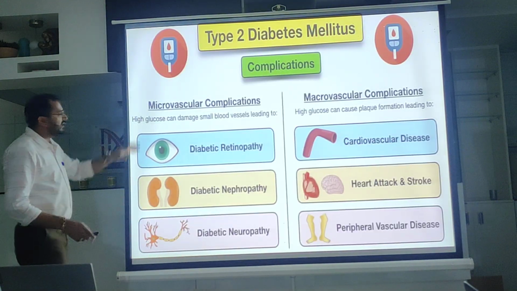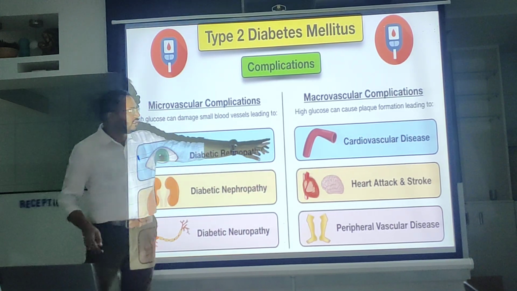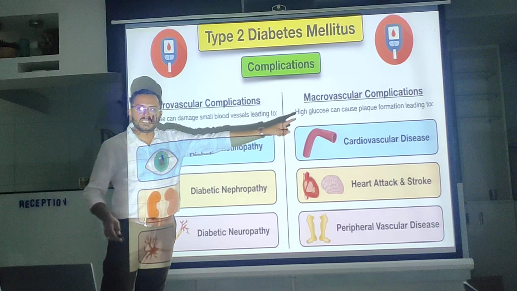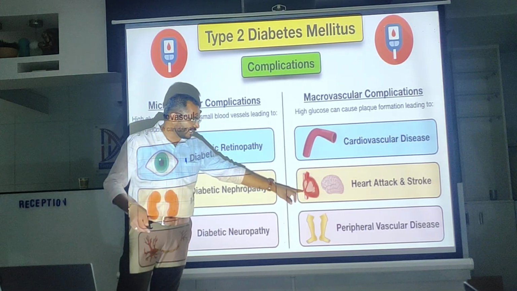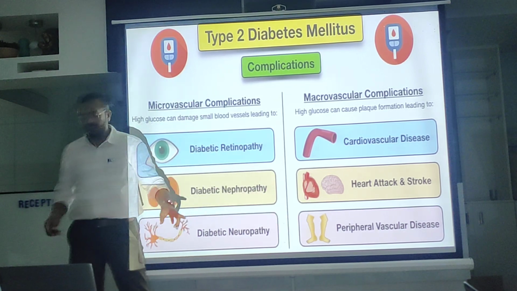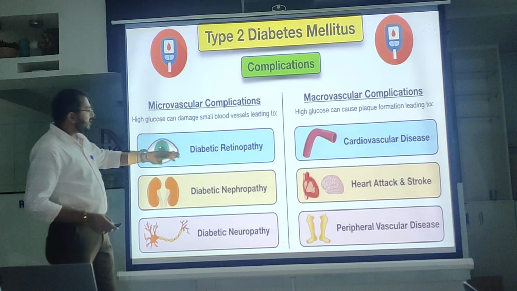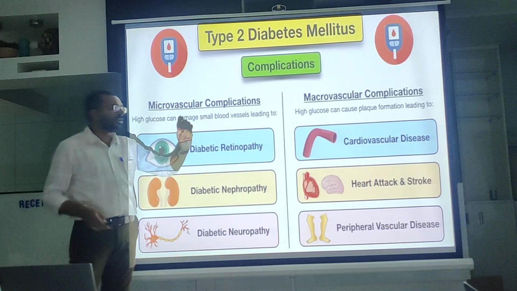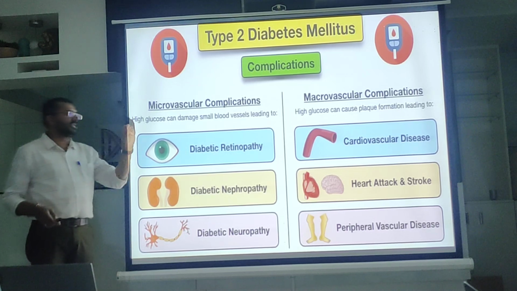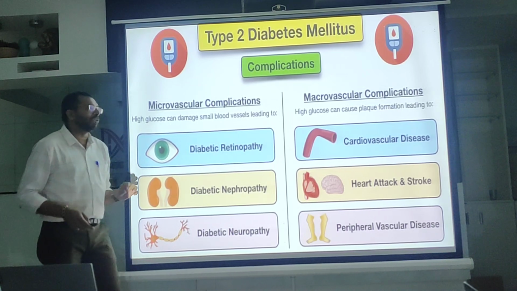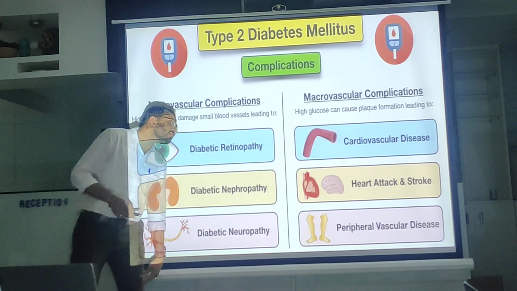As you all know, we have microvascular and macrovascular complications. Macrovascular can cause plaque formation in the vessels, leading to cardiovascular disease, heart attack and stroke, and peripheral vascular disease, as well as DVT, deep vein thrombosis. But in microvascular, it can lead to damage to the small blood vessels. Yes, sugar can deposit into plaques. Read atherosclerosis, and in atherosclerosis the plaque can store the sugar. Yes.